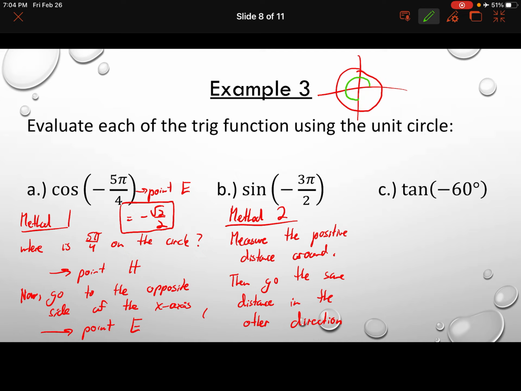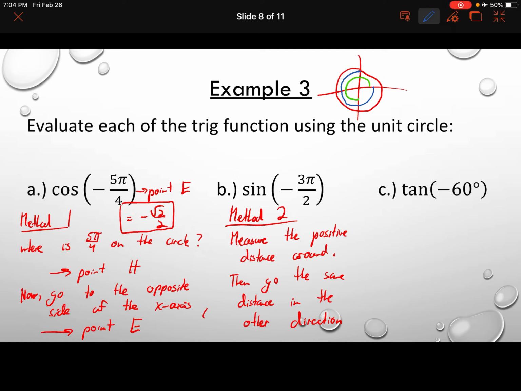Well, now let's travel the same distance, but in the opposite direction. So the opposite direction, so clockwise. The same distance, but in the opposite direction would bring us there. Okay, and typically the technique that I encourage students to use to help them a little bit with measuring the distance is just count the number of points that you went around the circle.